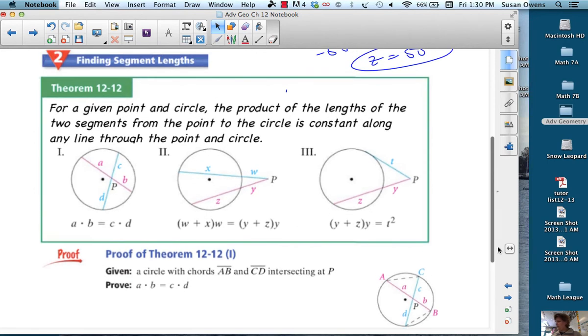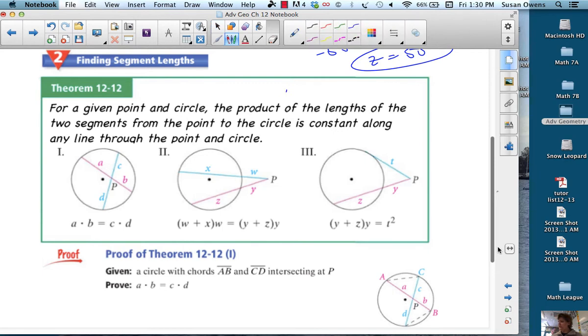Now this next one deals with basically their proportions, but it's got 3 different examples. Okay, so these deal with the length of segments that are within these secant lines or chords or tangents. So this one says, for a given point and a circle, the product of the lengths of the two segments from the point to the circle is constant along any line through the point and the circle.